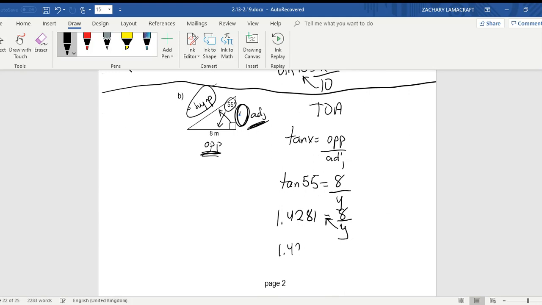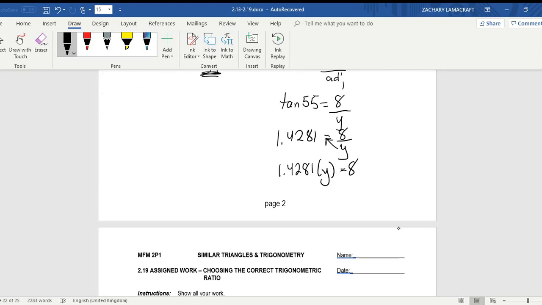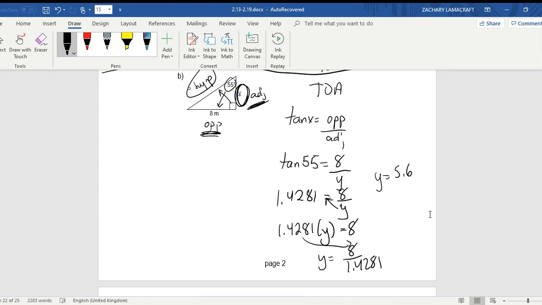Remember, we need to cross multiply and get that y up there. So it'd be 1.4281 times y equals 8, but we want y by itself. So since it's multiplied on this side, it's going to be division on that side. So it'd be 8 divided by 1.4281. We should come up with the answer. Y is equal to 5.6 meters.